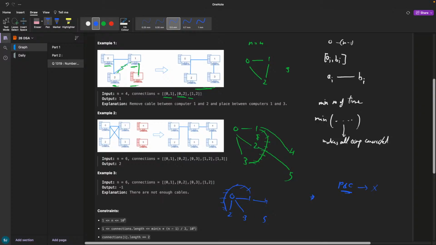So one thing is for sure, that you need 1 2 3. So you have 3 over here, one more and one more. You need a minimum of n cables to make it work, right? Minimum of n to keep everything connected.